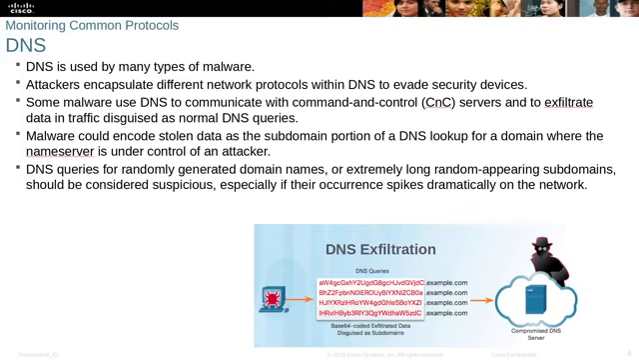Some varieties of malware will use DNS to communicate with their command and control servers and to exfiltrate data in traffic disguised as normal DNS queries. So different types of encoding, such as base 64, 8-bit binary, hex, can be used to camouflage the data and evade basic data loss protection measures.